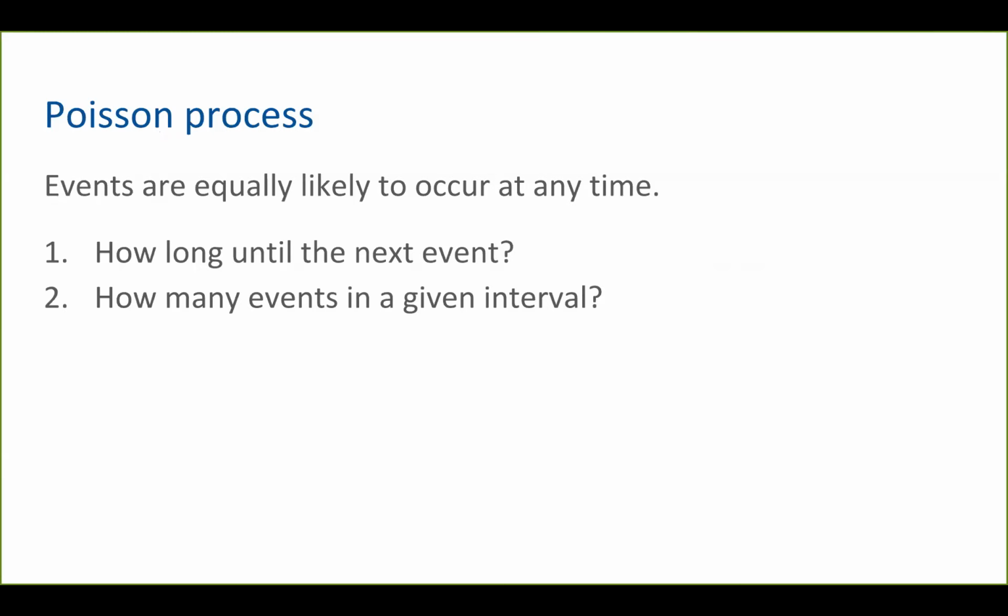So a Poisson process, the fundamental idea is that these events are equally likely to occur at any time. And if that's true, or at least if it's approximately true for modeling purposes, then we can answer questions like, how long will it be until the next event? Or how many events will there be in a given interval? So in this example, the events are goals scored in a hockey game, and the prediction we're going to make is how many goals do we expect in the next game.